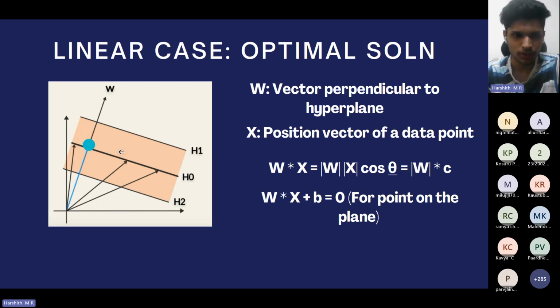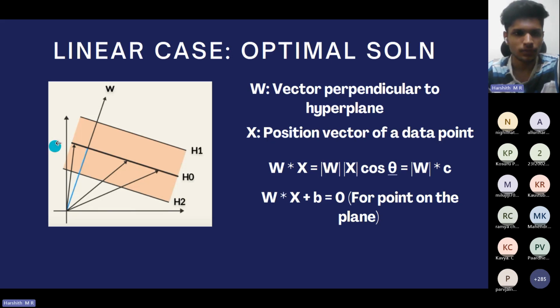This H0 is the hyperplane, which we would define initially. W will be the vector which is perpendicular to the hyperplane. And what is X? X is the position vector of the data point. Let's say one data point is present over here. The line joining the origin and the data point would be the position vector.